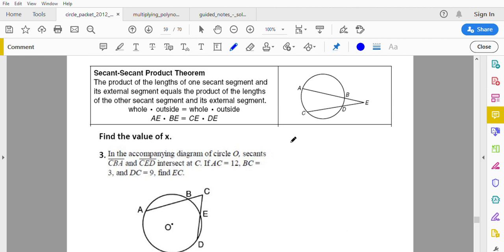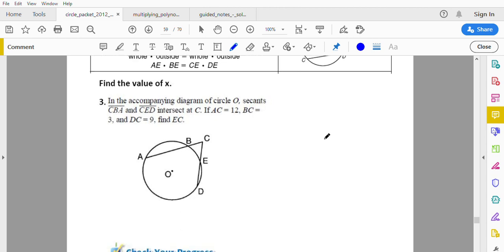Number one mistake people make: they do the outside times the inside. It's not the outside times the inside. It's the outside times the whole thing. So AE times BE, the whole thing times the outside, is equal to CE times DE. The whole thing times the outside.